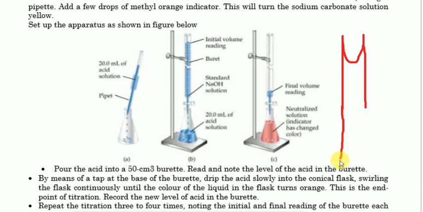I mean this is our burette, this is our burette. So let's say it is from here going down, there is acid down there.